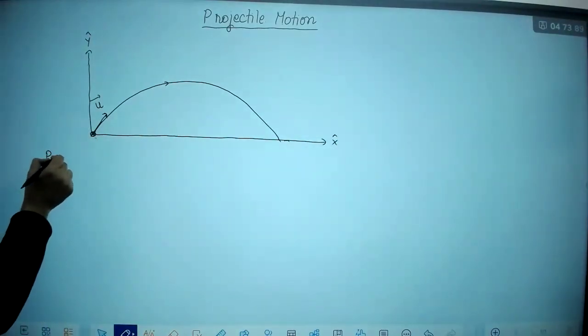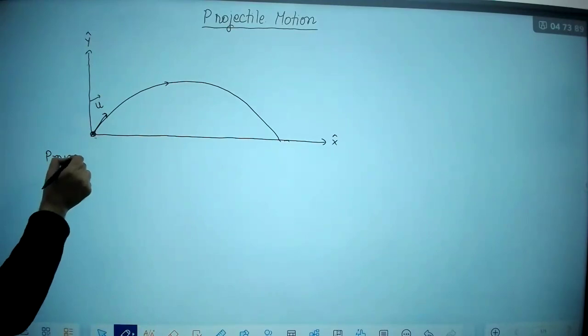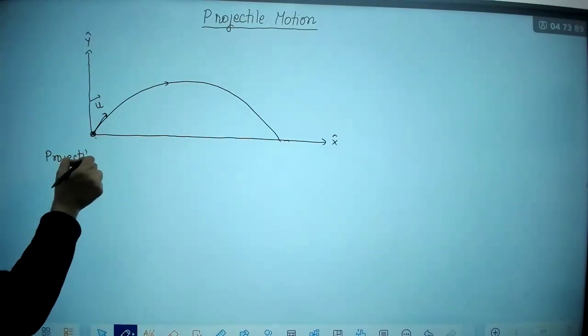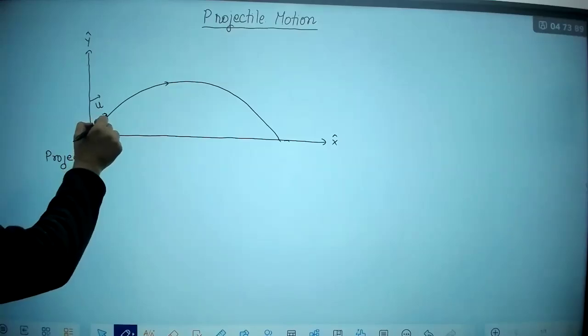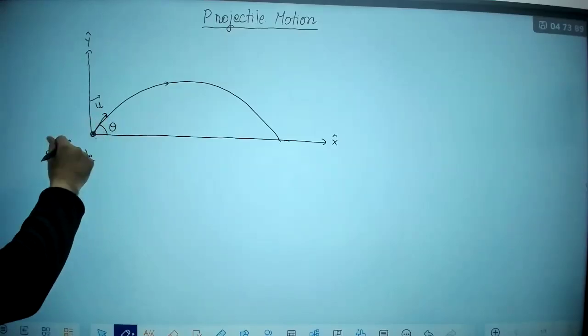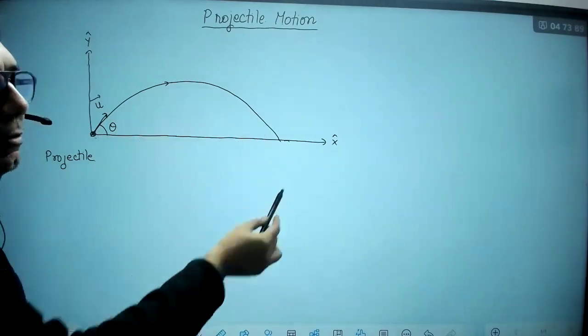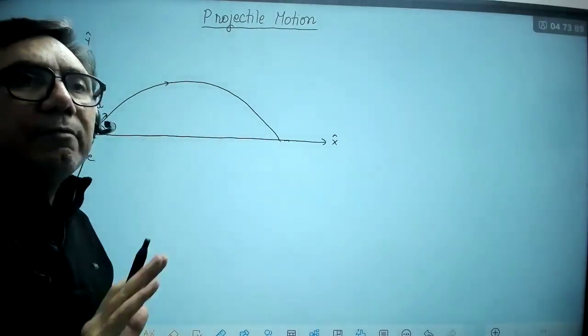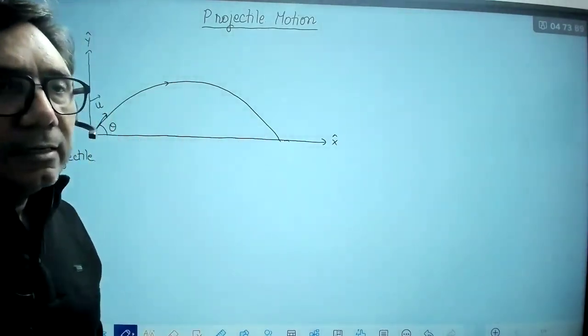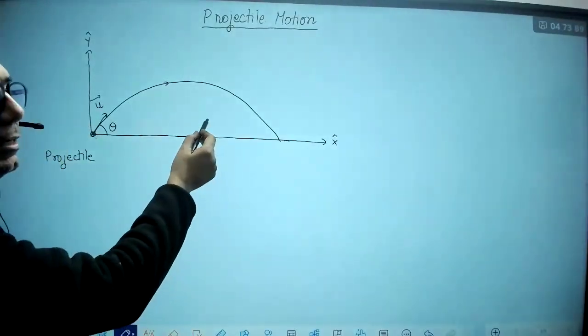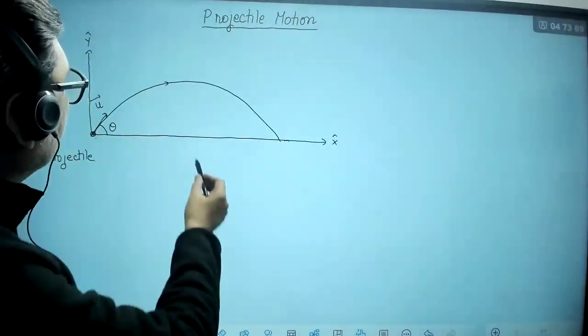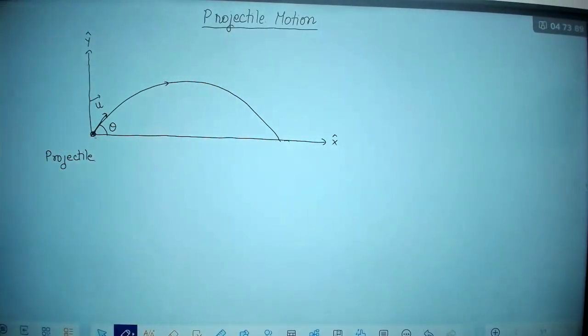When you launch this projectile at an angle theta with some initial velocity, and this particle is free to travel under the influence of gravity only, no other force acting, then this type of motion is called projectile motion.